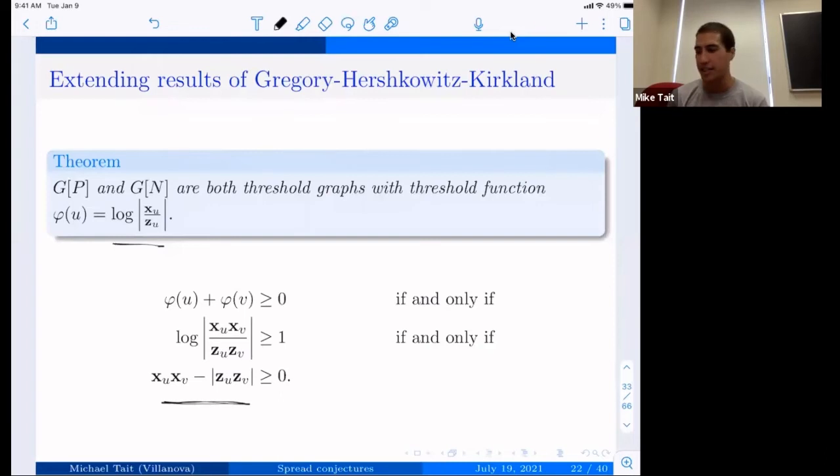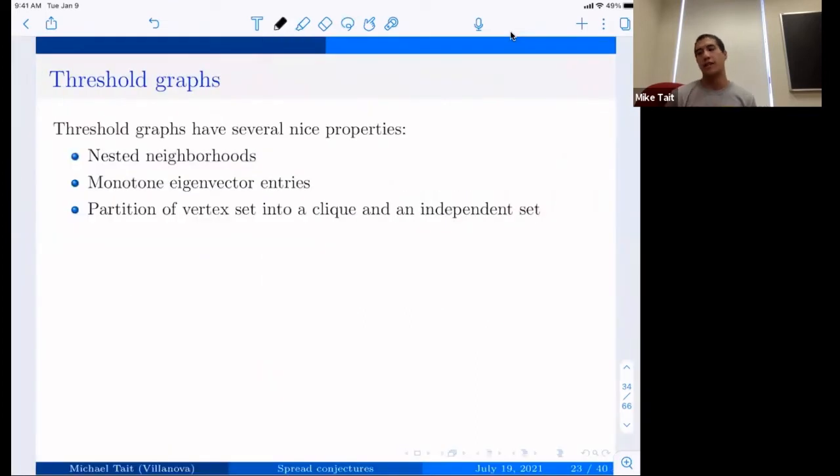You don't have to worry about these negatives. And so this is nice. Threshold graphs have a lot of nice structure that you can use when you're trying to say what your extremal graph is. Some of the nice properties that threshold graphs have are nested neighborhoods.